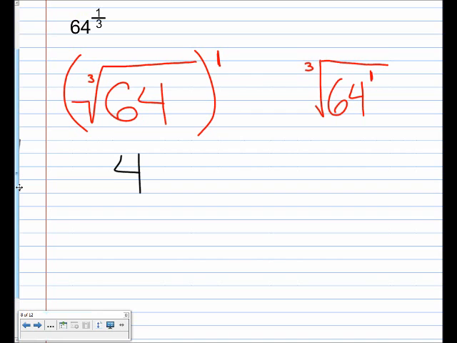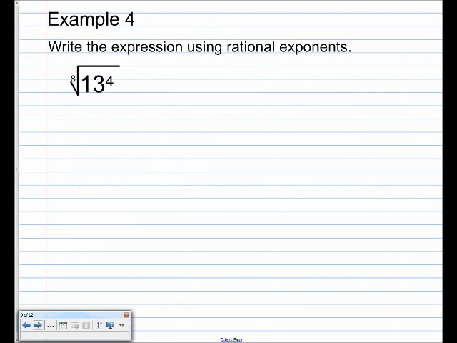Well, now you guessed it. We got to go the other way. Now we have a radical, and we want to write it using a rational exponent. That means we need a fraction. All right? So I'm going to write a big 13. Again, I'm going to put a fraction up here in the exponent. The 8 is my index. So is that the numerator or the denominator? It's the denominator. Which means the 4 is the numerator.